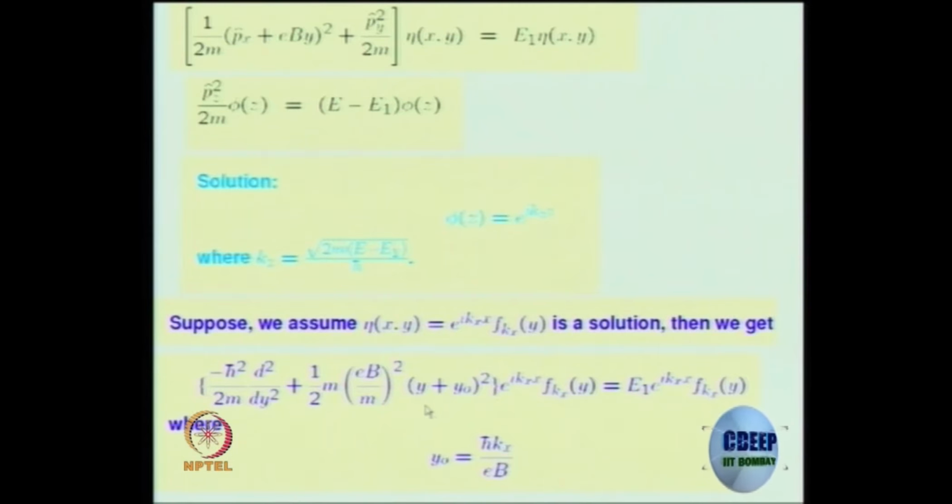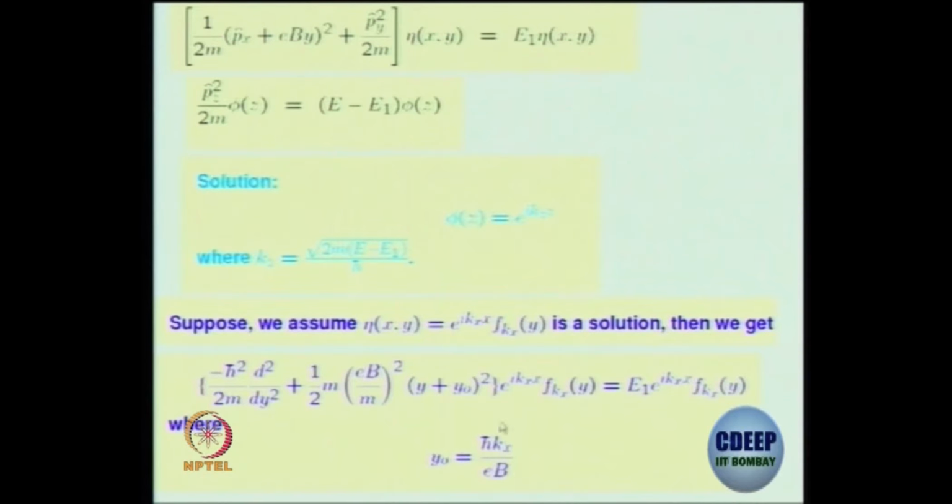I've written it in this fashion for some selfish reason. Looks like a harmonic oscillator, a shifted harmonic oscillator. But the shift is dependent on the magnetic field and the Kx, which is the x component wave function. If I had not given this to you, you would not be able to reach this.